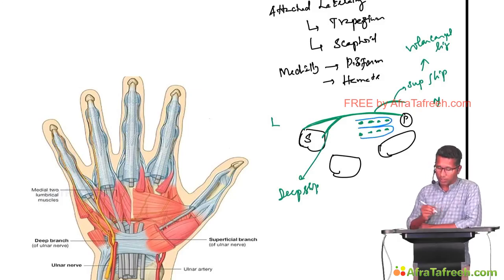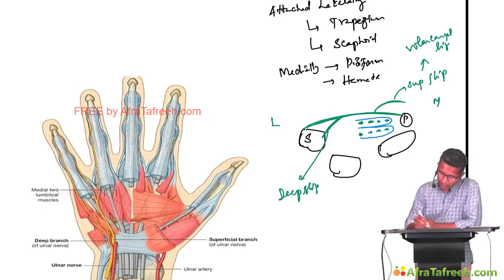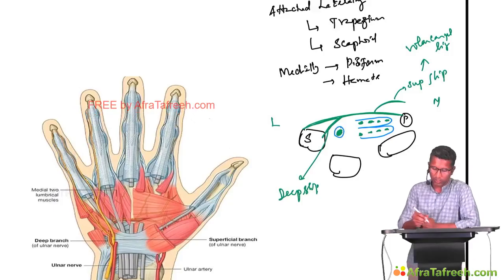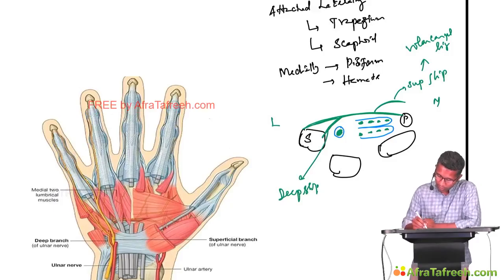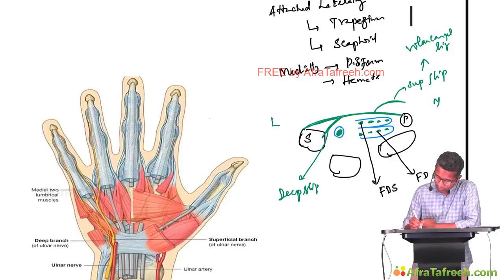This bursa is called an ulnar bursa, and on the lateral side you get a tendon. This tendon is called the flexor pollicis longus tendon, and this flexor pollicis longus tendon is surrounded by a bursa called the radial bursa. Okay, so I'll just mark this so that you are able to understand this. So what are these tendons? These are called the flexor digitorum superficialis tendon, and these tendons are called the flexor digitorum profundus tendon.